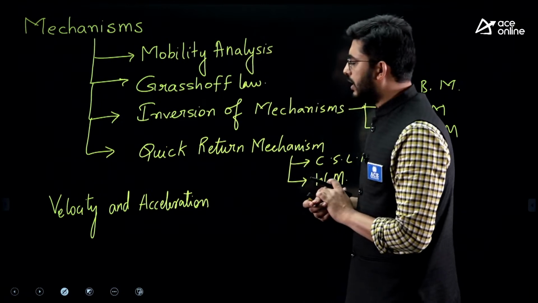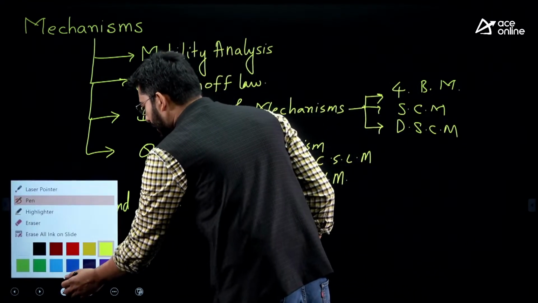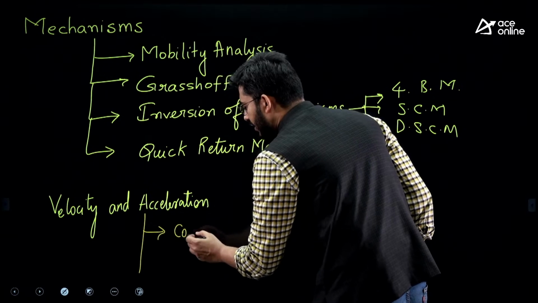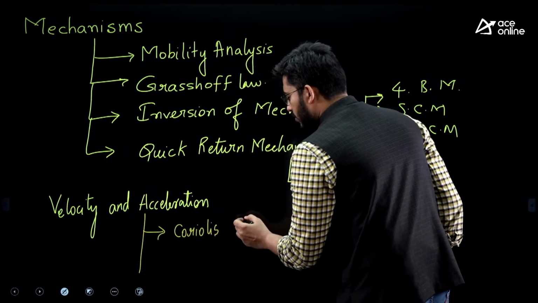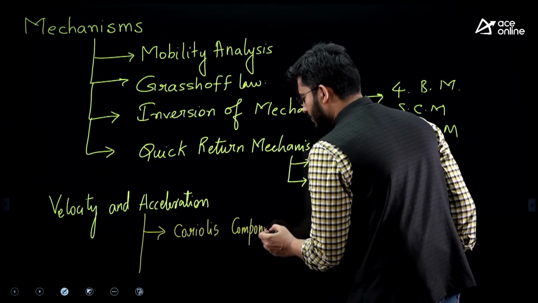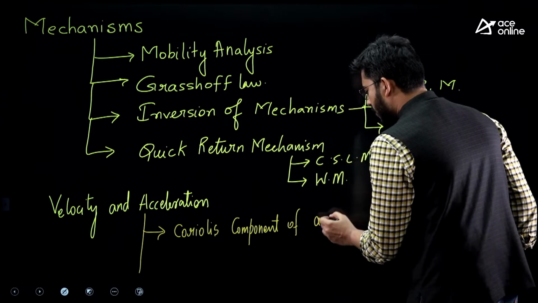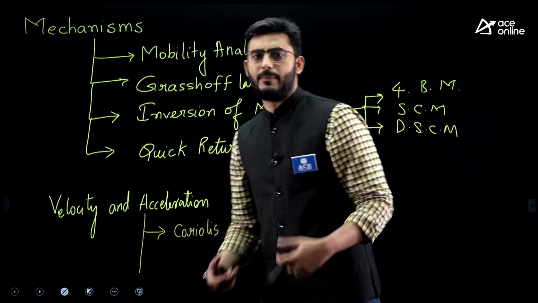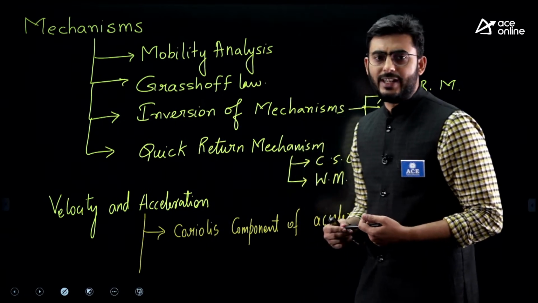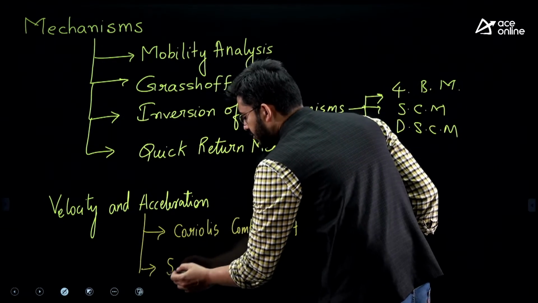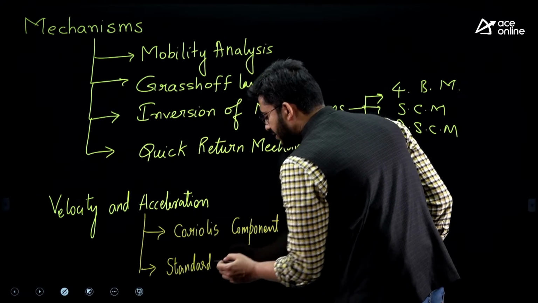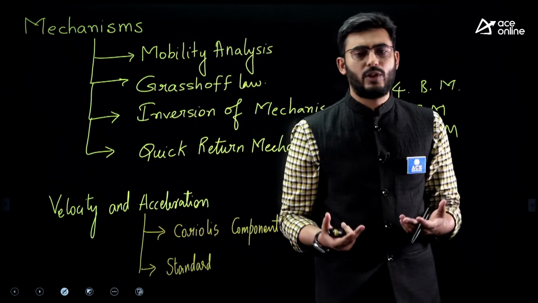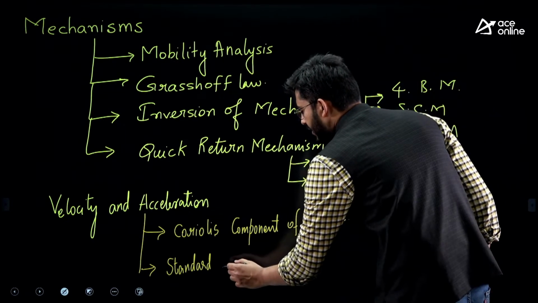And from here, guys, the most important concept which is being repeated frequently in the various state examinations is the Coriolis component of acceleration. You can find this to be repeated many number of times. And sometimes they might also ask us about the standard results relating to slider crank mechanism, that is expression of velocity of piston, expression of acceleration of the piston, or expression for angular velocity of connecting rod, like that.